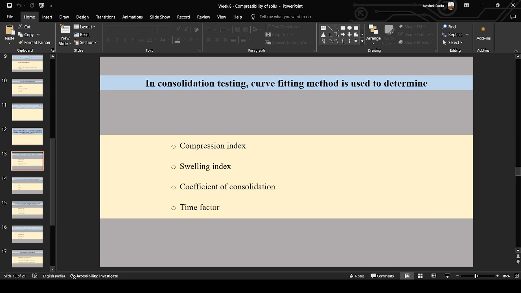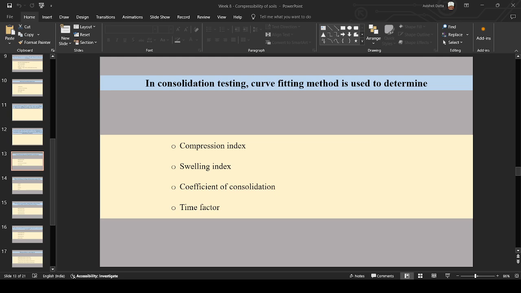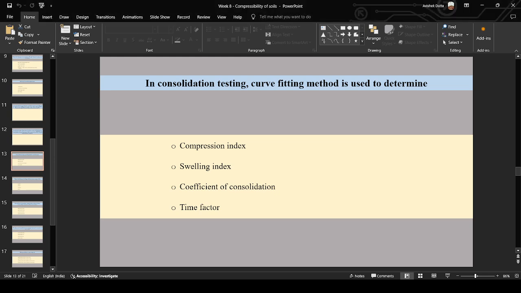Okay. If you know the answer, no need to write in the chat box or speak out. Just write down the answer. I'll give you time to solve the questions anyway. Okay. Next question.